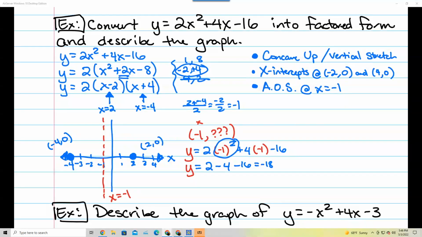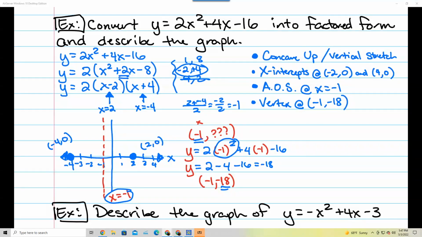I just found out that my y is -18, and I know my x is -1, so that means my vertex must be at the point -1, comma, -18. I used the line of symmetry, the fact that x is -1. I plugged it in, and I got my y value. So now I know my x and I know my y. So I'm going to write vertex at -1, comma, -18. And that's all I need to know about my graph.